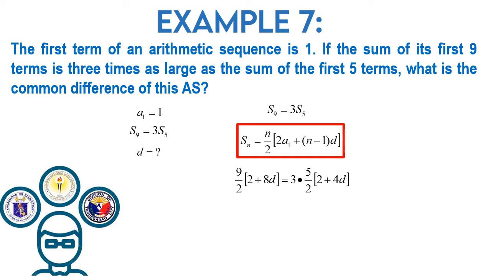2 and 2 in the denominator will cancel out, and 3 and 9 in the numerator are both divisible by 3. Hence, it will be reduced to 3 times 2 plus 8D, and that's equal to 5 times 2 plus 4D. Applying the distributive property, we have 6 plus 24D is equal to 10 plus 2D. Solving for D, we have 4D equals 4, or D is equal to 1. Therefore, the common difference of the arithmetic sequence is 1.